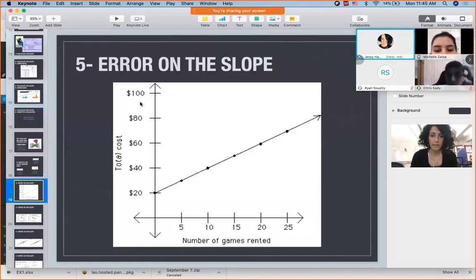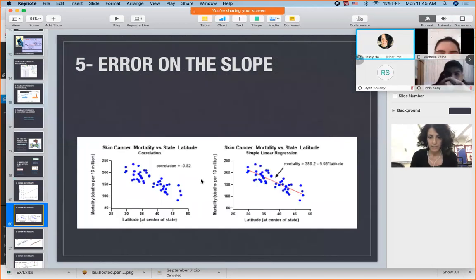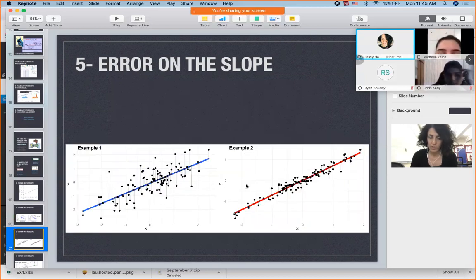You see a total cost versus the number of games rented. You see the error is very small, the points are basically on the line. Maybe there's no error at all. Sounds like super linear. In this one, you see that the points are spread, or you can see some fluctuation around the straight line. In this case, can you tell me in which case you have more error?